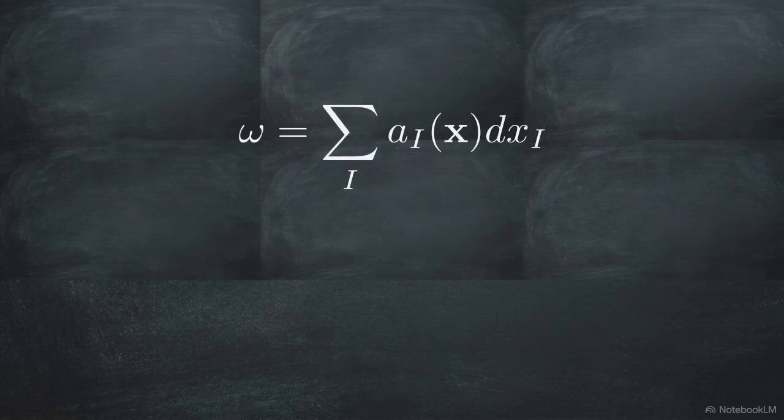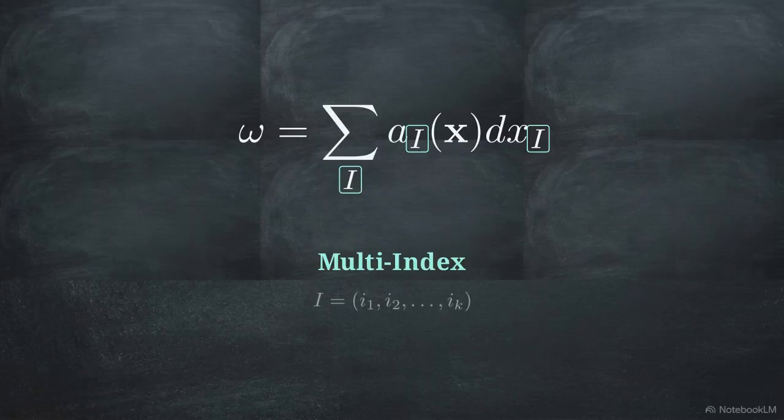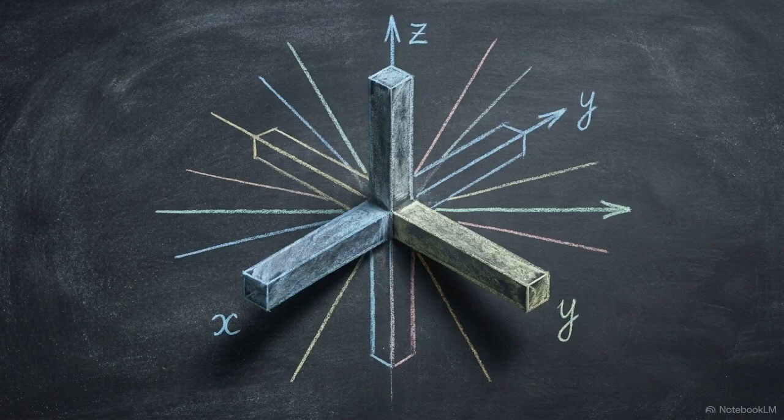Algebraically, we define a k-form as the sum of a coefficient function multiplied by a basis of differentials. This multi-index I tells the algebra which combination of coordinate axes we are measuring. While standard vector calculus is limited to 3 dimensions, this abstraction allows us to perform integration and differentiation in spaces of any dimension. To combine these forms, we use a specialized multiplication called the wedge product.